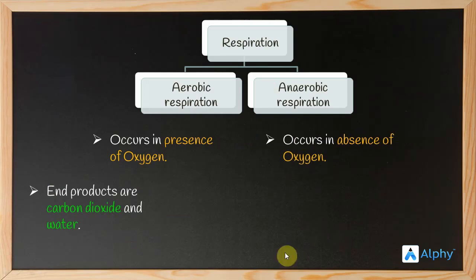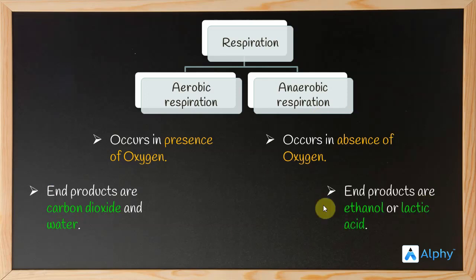On the contrary, in anaerobic respiration, the end products which are formed are ethanol or lactic acid. So apart from energy which is released, the other end products which are formed in anaerobic mode are ethanol or lactic acid. Okay, so this is another difference between these two modes of respiration.